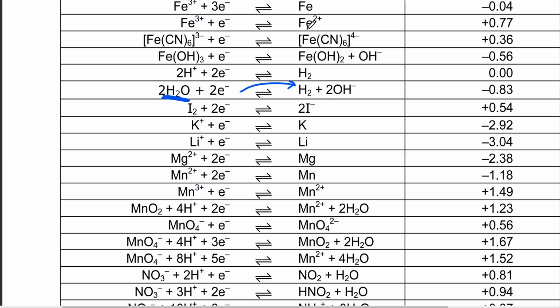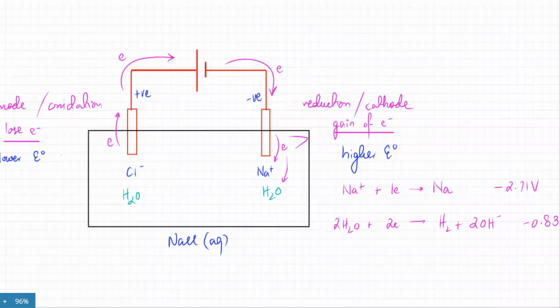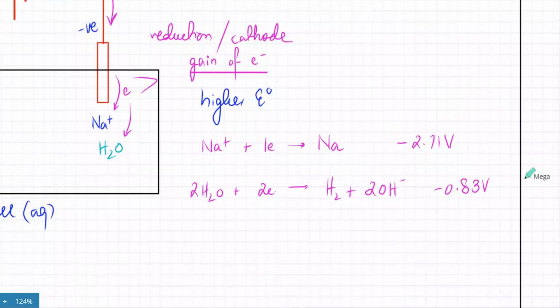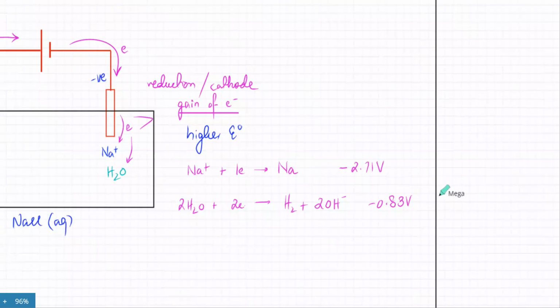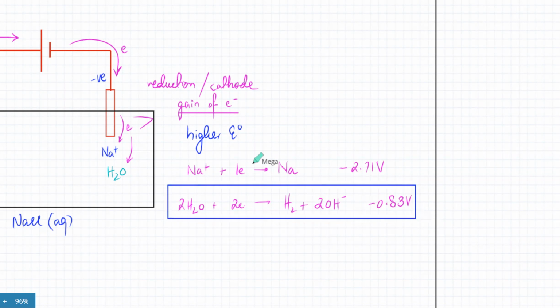So let's go back. I've written down both of these reactions. There is no reversible sign present. You've got no choice, only forward reaction. So who gains electrons? The one that has the higher potential. And the higher potential in this case is minus 0.83. That's the one that has a high E0, and that's the one that's going to gain electrons.